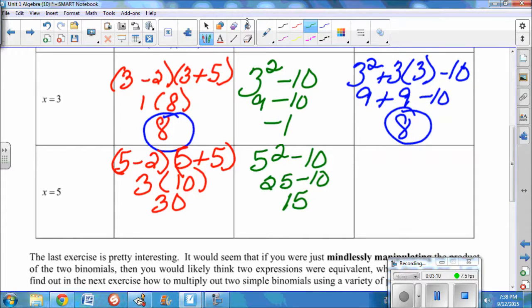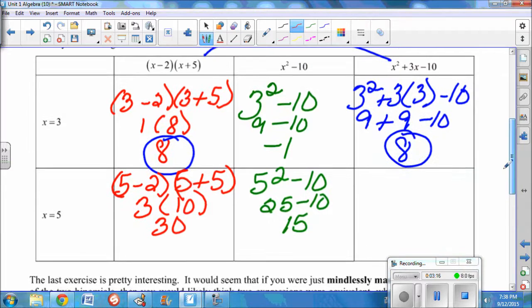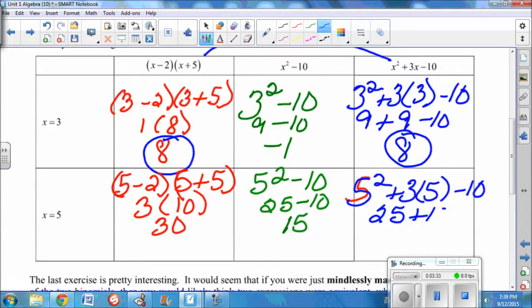And the last expression, that trinomial. If I take, whoops, I'm going to go blue. 5 squared plus 3 times 5 minus 10, so 25 plus 15 minus 10, that's 40 minus 10, 30. So we've got two examples to prove to us that the quantity x minus 2 times the quantity x plus 5 is equal to x squared plus 3x minus 10.